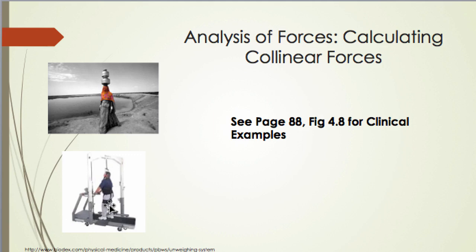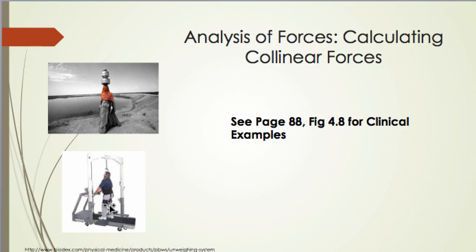So let's look at page 88 for a couple of clinical examples. Figure 4.8. All right, so the picture on the left, figure 4.8a, we see that the shank, the lower leg, is pointed straight down towards the floor. So it's just the load of the lower leg and foot. Moreover, the weight on the foot is also pushing straight down towards the floor. So those are examples of collinear forces, where the shank weighs 40 newtons and is in the negative y direction.